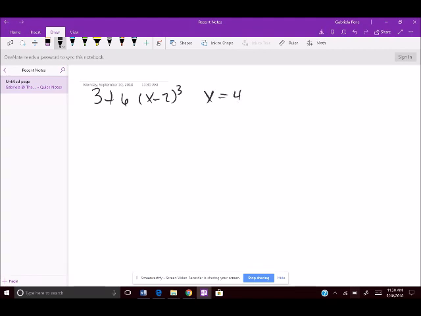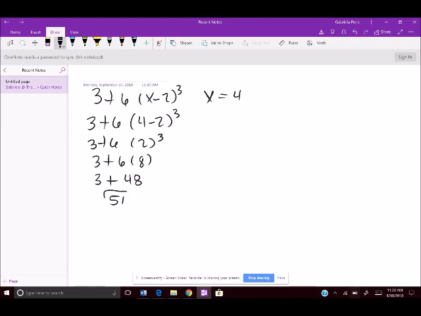But what were you supposed to do with that x equals 4? Very good. Put the 4 in place of x. So this becomes 2 cubed. So what am I supposed to do first? 6 times 2 or the 2 cubed? 2 cubed. So this becomes 6 times 8. And then what is 6 times 8? 48. And 3 plus 48, 51.